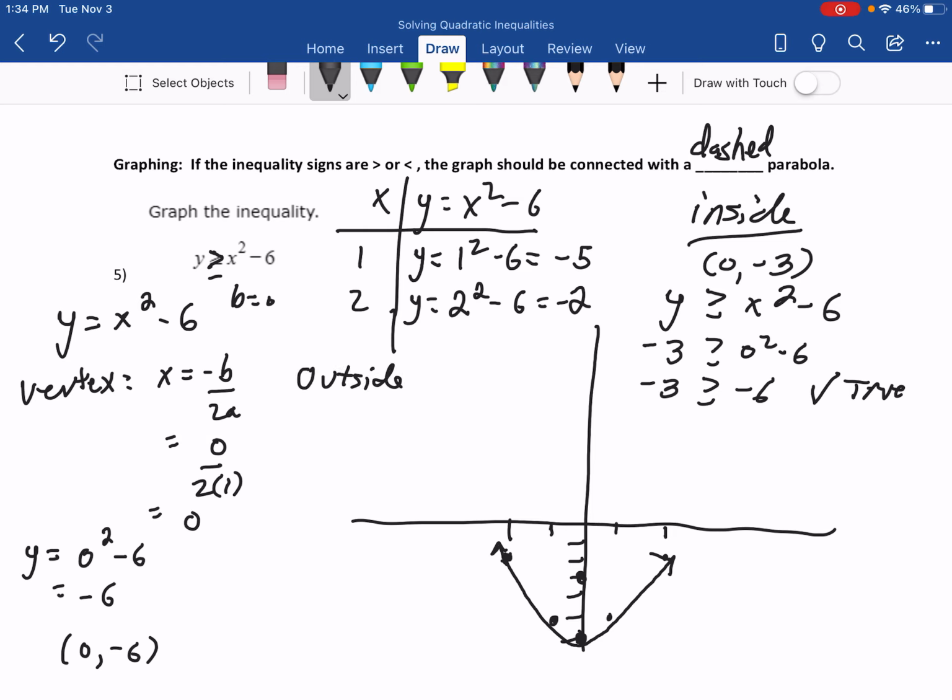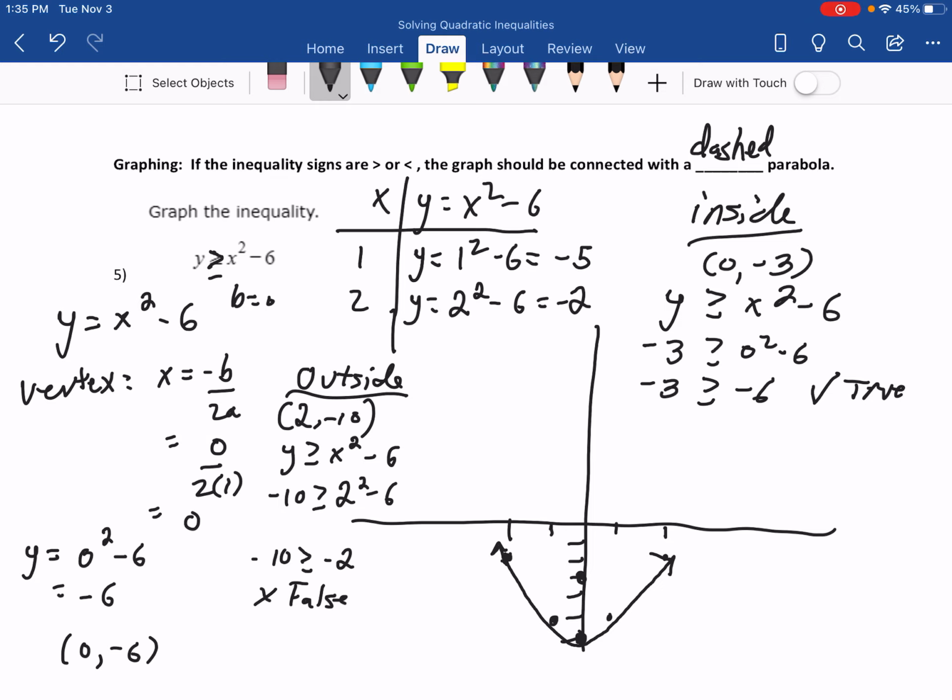Let's test the outside of the parabola. A point that is clearly not along the parabola, not inside of the parabola. I'm going to do 2 comma negative 10. So y greater than or equal to x squared minus 6. Negative 10 greater than or equal to 2 squared minus 6. Negative 10 greater than or equal to 4 minus 6, negative 2. Is negative 10 greater than or equal to negative 2? No, false.